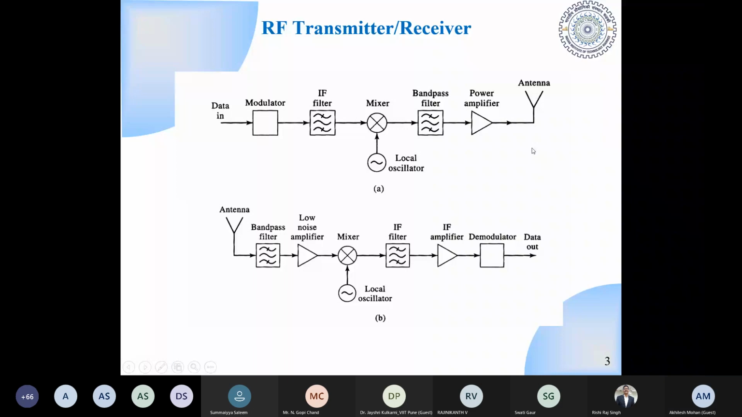In order to transmit with the antenna, we need a power amplifier, where we just amplify the signal. It is a large signal amplifier, basically. And finally, we transmit the high frequency signal into free space using the antenna. The antenna is a transducer which converts your electrical signal to free space waves.